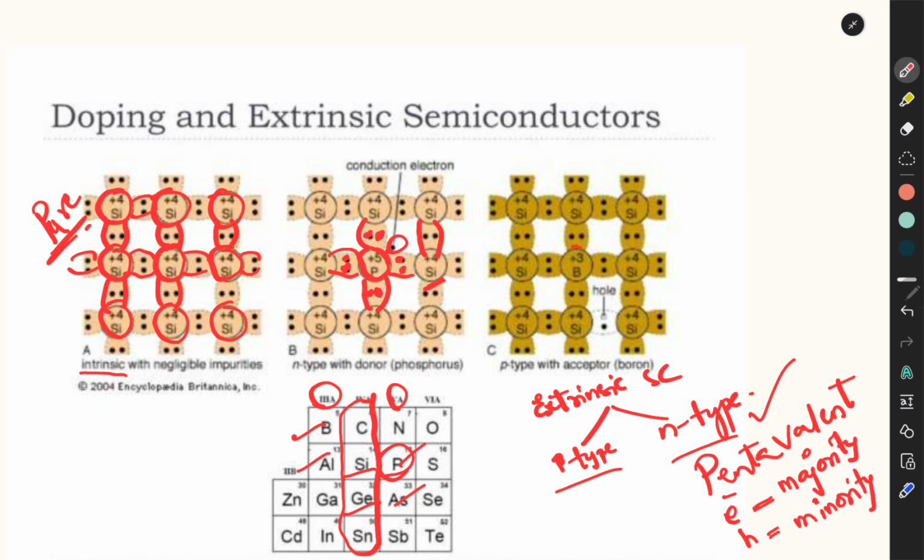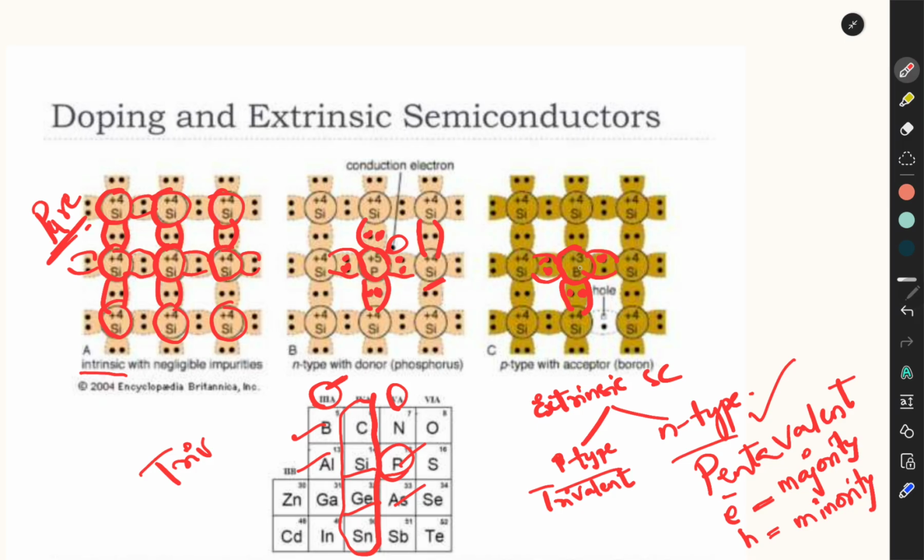Similarly, when boron as an impurity is added to the silicon, that means when 3A group elements, which are known as trivalent atoms, are added, you can see here this is the outermost electron of boron, and this one, and this one. Each will form a covalent bond with a silicon electron.